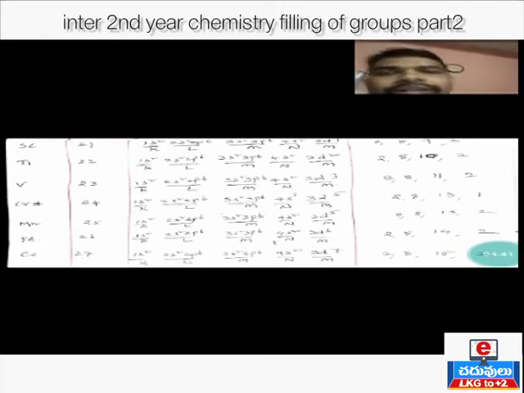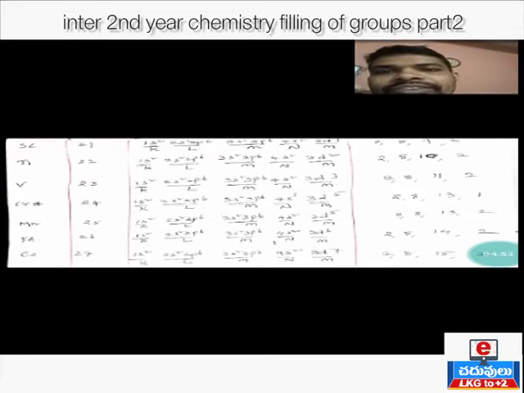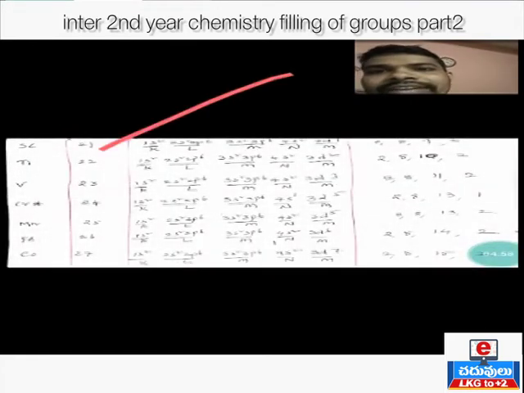Now let us write the shell configuration. How do you write the shell configuration? Shell configuration means the number of electrons present in the K, L, M, N shells. Now, if you look at the scandium configuration, the K shell contains 1s, which belongs to K.